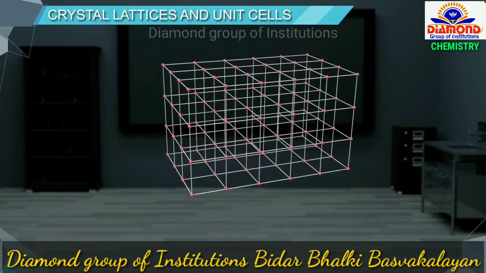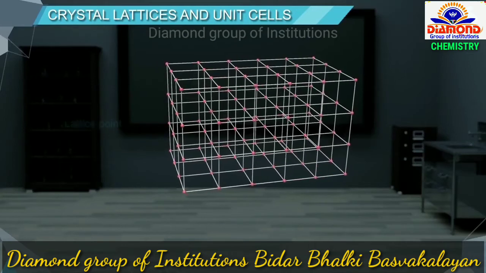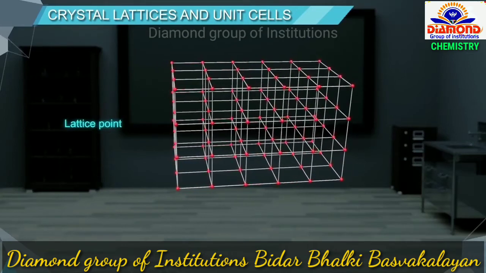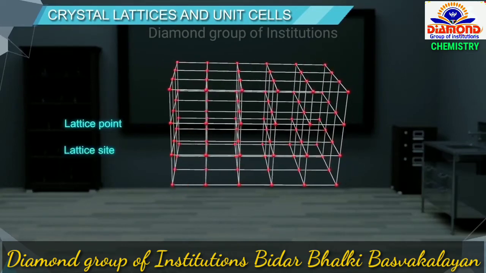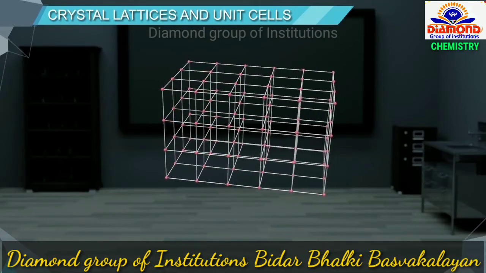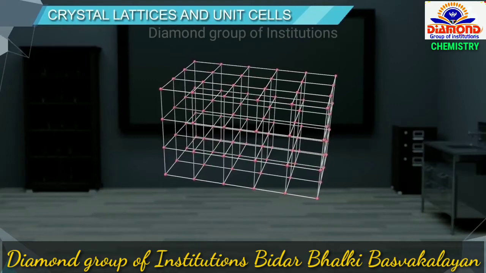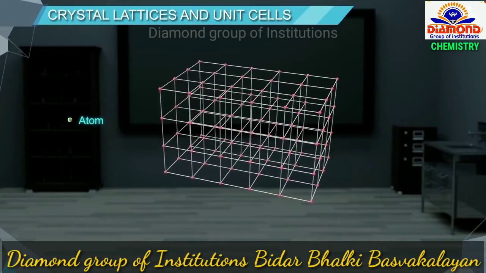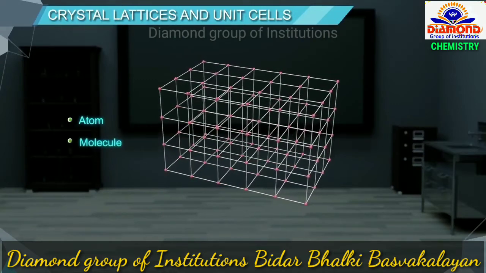First one, each point in a crystal lattice is called a lattice point or lattice site. Second one, each point in a crystal lattice represents one constituent particle, which may be an atom, a molecule, or an ion.